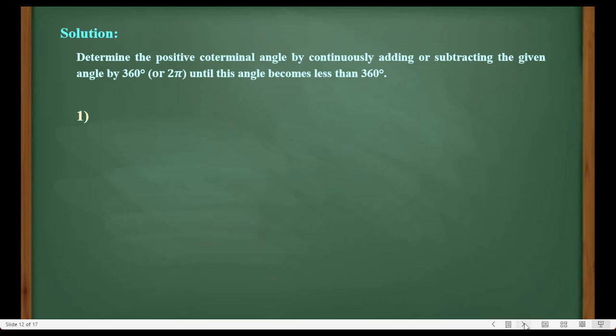Okay, so to start with the solution, let us consider example number 1, having a given measure of 420 degrees. So it is greater than 360 degrees. So what are we going to do? We're going to subtract the given measure by 360 degrees. So what will be the result? It's 60 degrees. Okay, so this is the angle coterminal to 420 degrees. And obviously, its terminal side lies in quadrant 1.